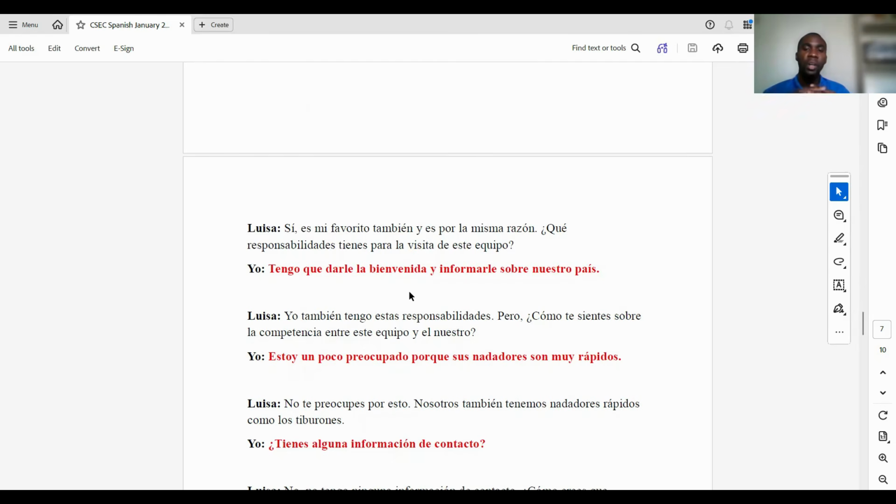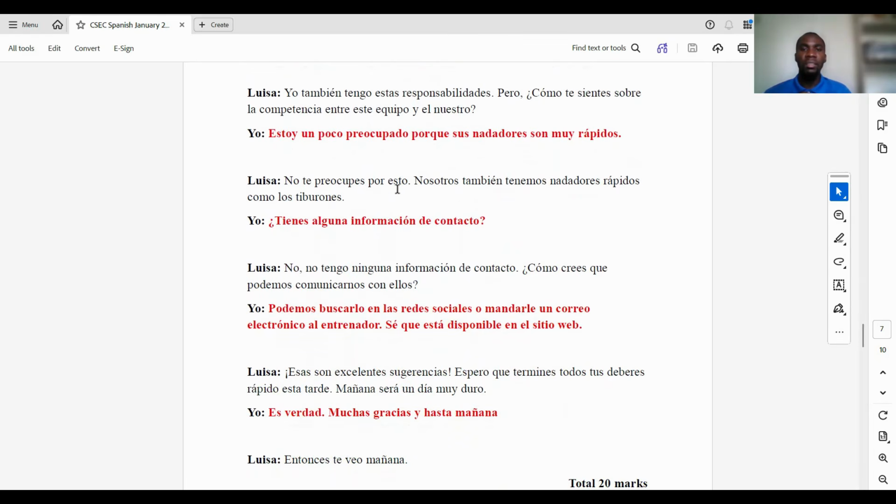But to address the second part, how do you feel about the competition between this team and ours? So what does she say afterwards? She says, no te preocupes por esto. Do not worry about this. Nosotros también tenemos nadadores rápidos como los tiburones. We also have fast swimmers like the sharks, right? So obviously you had to talk about the fast swimmers. You express concern because they have fast swimmers, right? So I said, estoy un poco preocupado. I'm a bit worried porque sus nadadores son muy rápidos, because their swimmers are very fast. All right, continuing.